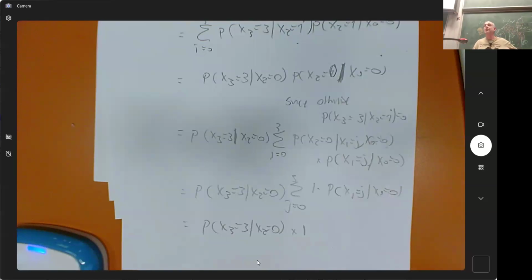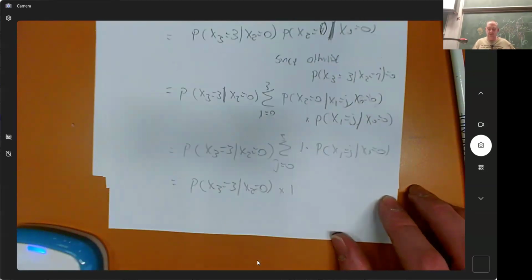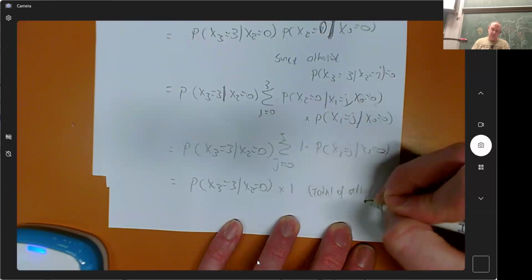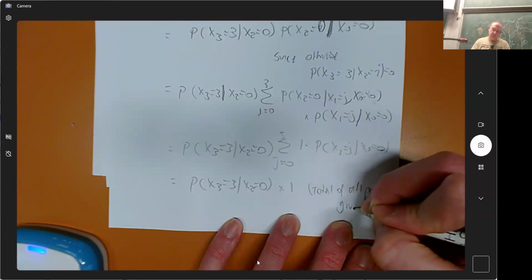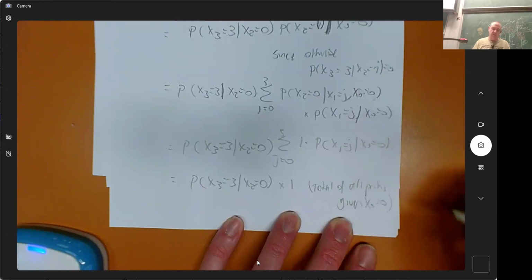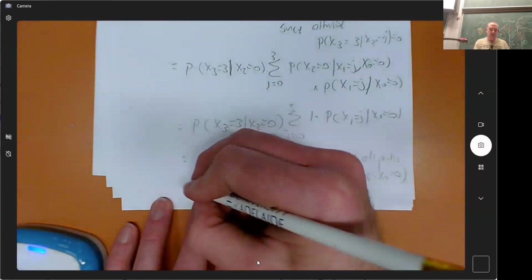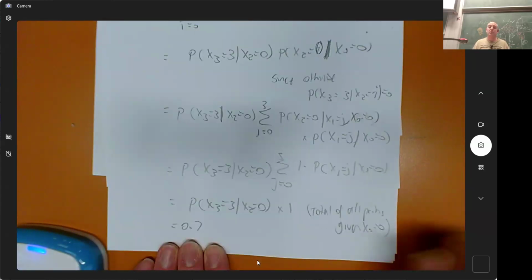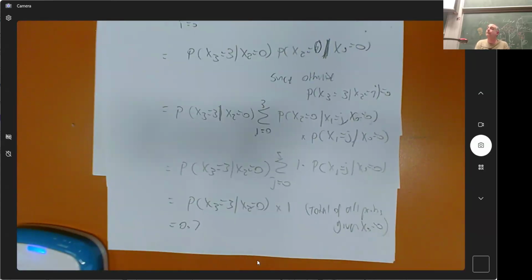Yay, okay, so that's fine too. Total of all probabilities given x0 = 0 must be 1. And so we just get 0.7. Okay, so I can see how doing the sum notation version would work.